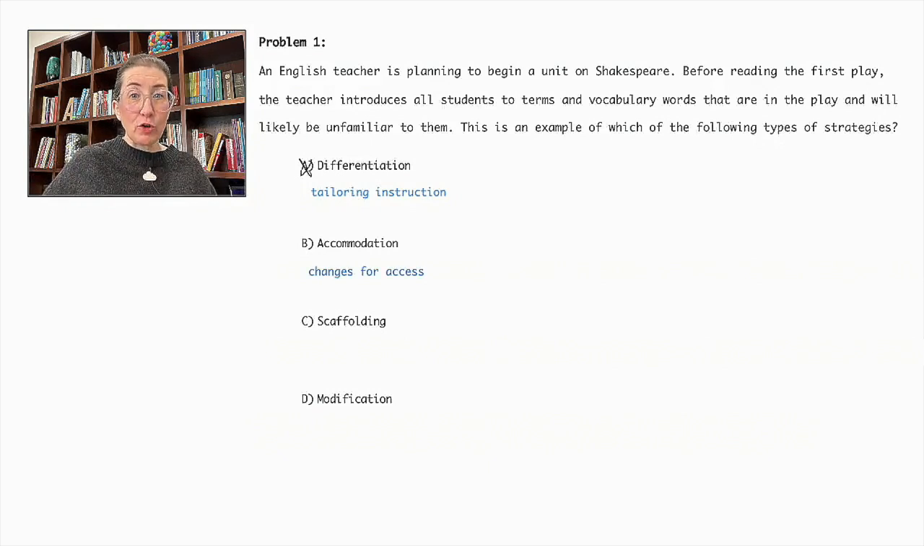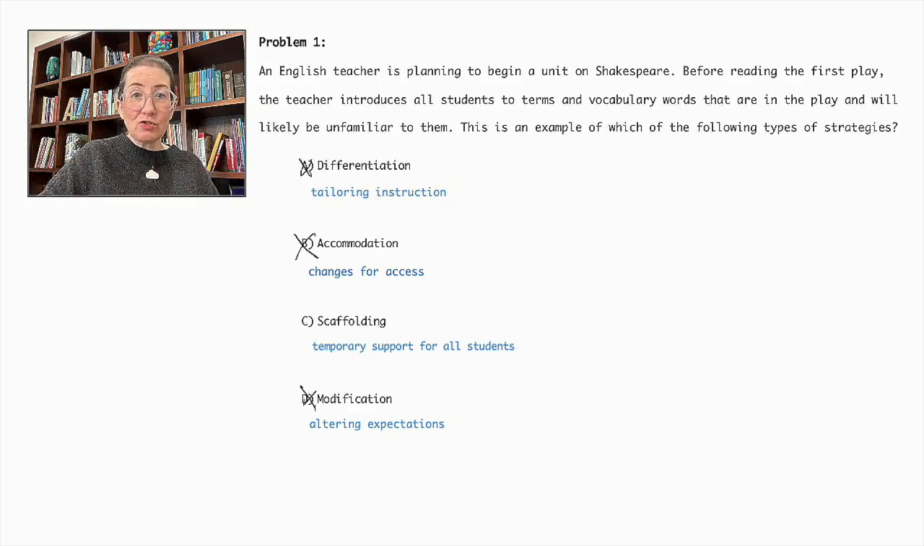Accommodation typically refers to changes that help students with disabilities access the same curriculum as their peers, such as extended time on tests or preferential seating. So let's cross that out as well. Modification involves altering the curriculum expectations for students, often for those with significant disabilities, such as simplifying assignments or using an alternative curriculum. So we can cross that out as well. The correct answer here is scaffolding.